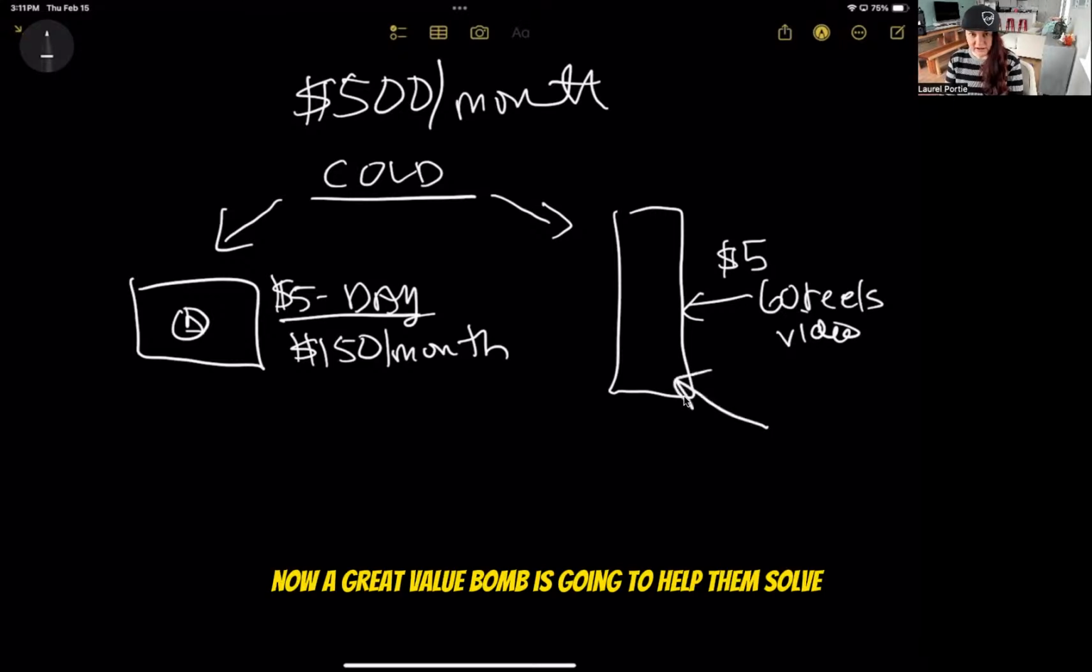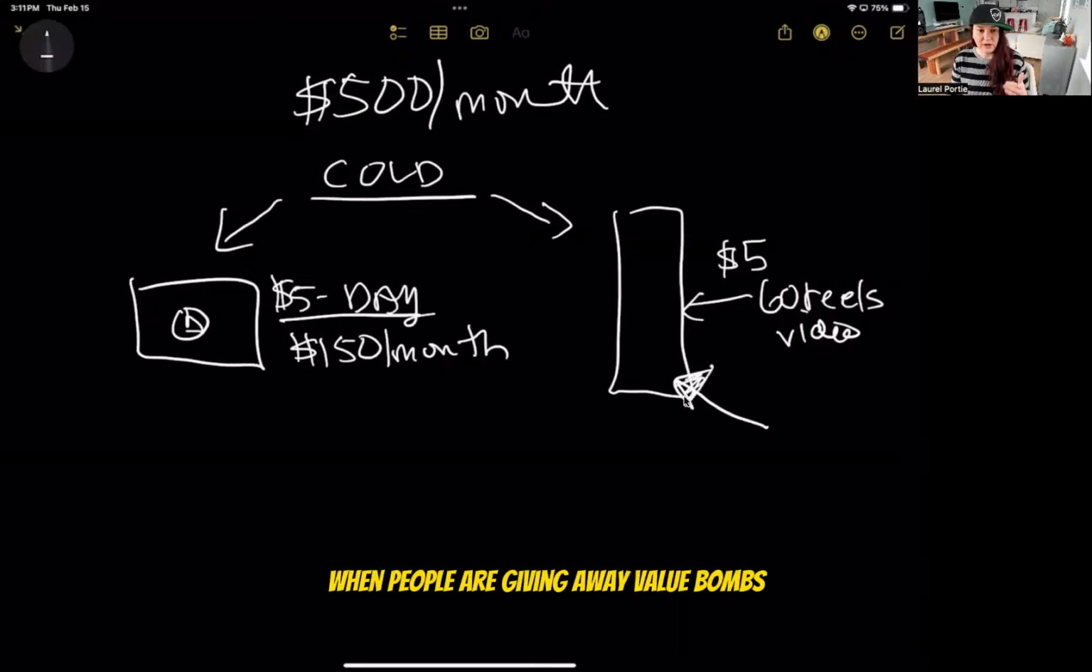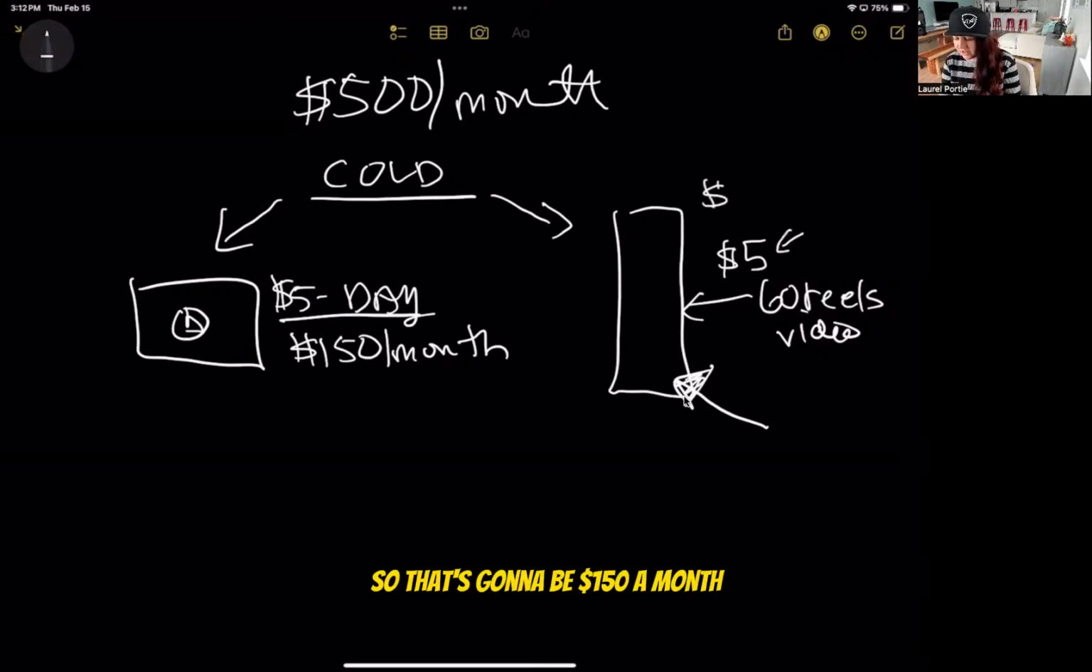Now, a great value bomb is going to help them solve a small immediate problem, but it is then going to reveal that there is a bigger problem. That is the number one mistake that I see when people are giving away value bombs. They're not making value bombs in a way that it solves a small problem and reveals an even bigger problem. The fact that it reveals a bigger problem is what's going to get you onto a phone call. So that's super important. Again, that's $5 a day, so that's going to be $150 a month.